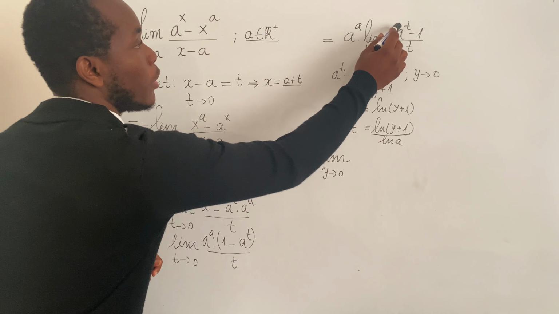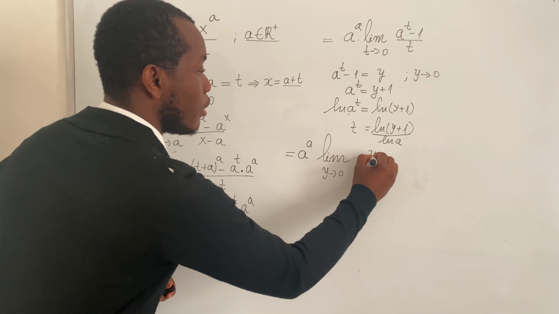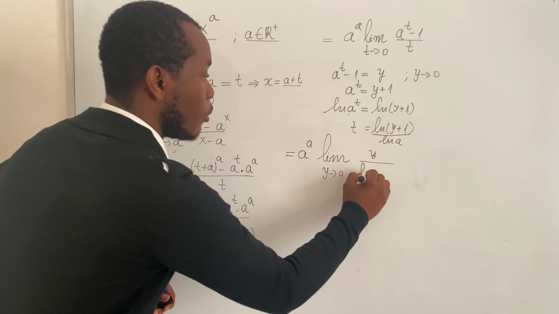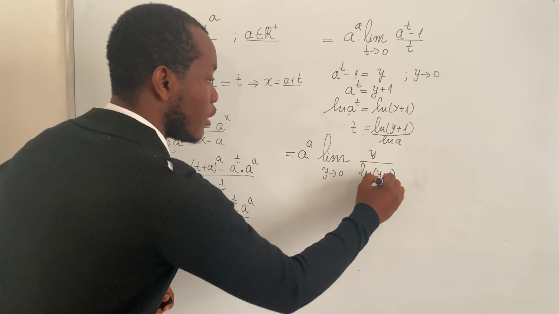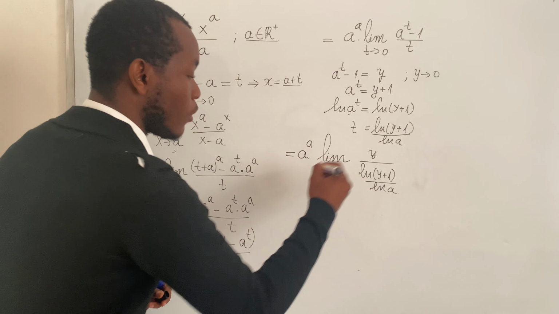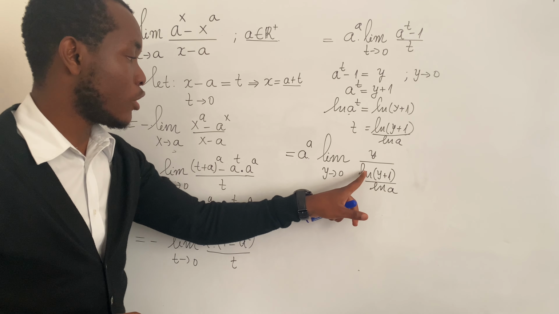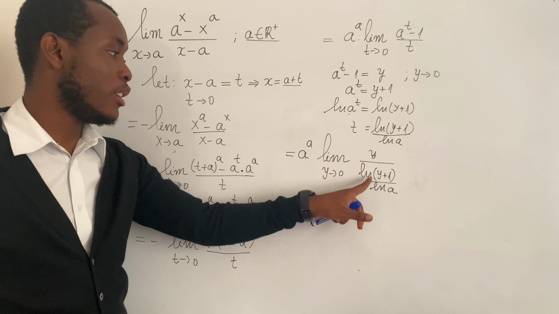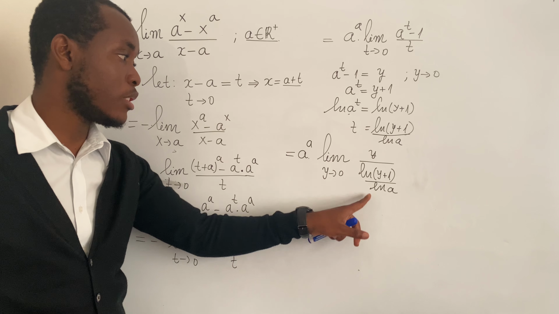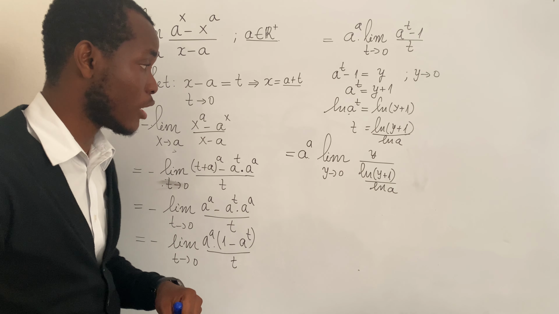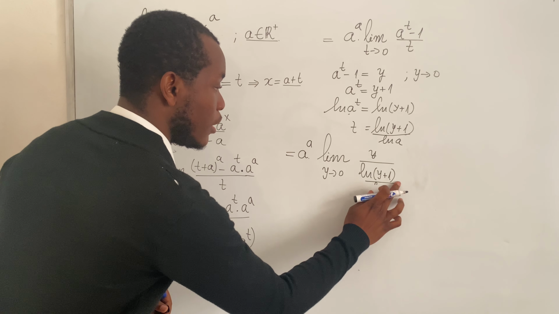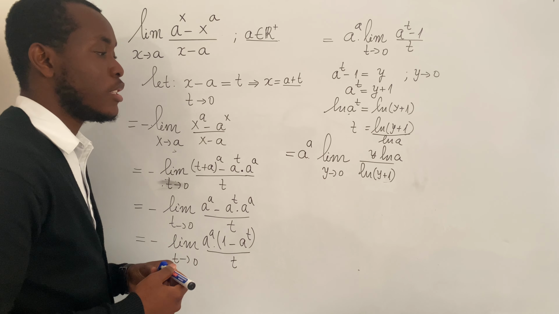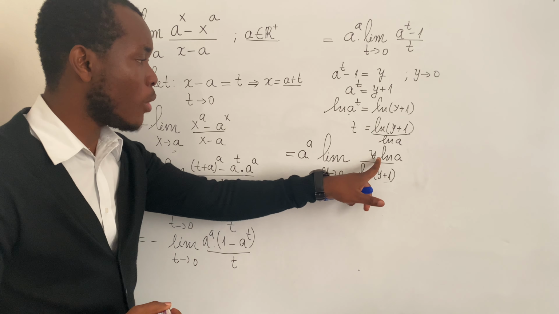Now a to the power t minus 1 in this case will be y over t, and t is this expression, ln of y plus 1 over ln a. Now this expression is y dividing this function. We know that dividing by a fraction is multiplying the first one by the inverse of the second one. So it's the same as if this ln a was on top. That's the same thing, but we have y here.